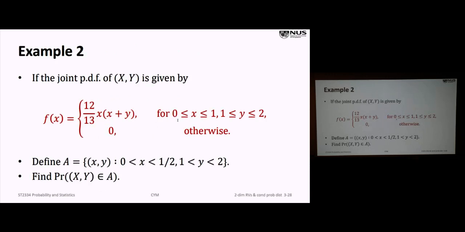Okay. Let's look at example 2. Example 2 is actually much easier. In this case, you have a joint PDF. There's a typo here, by the way. This should be a y.